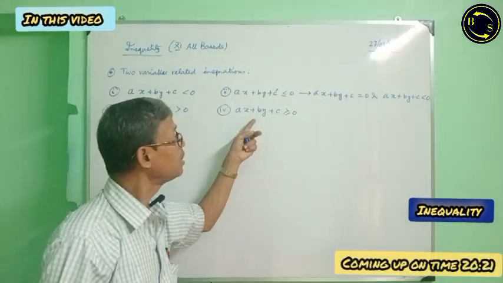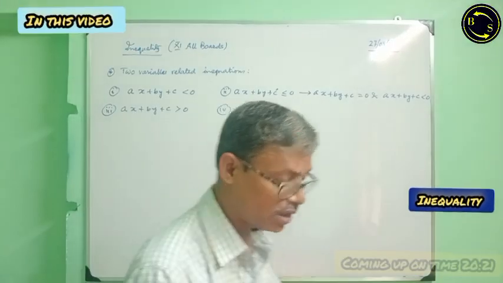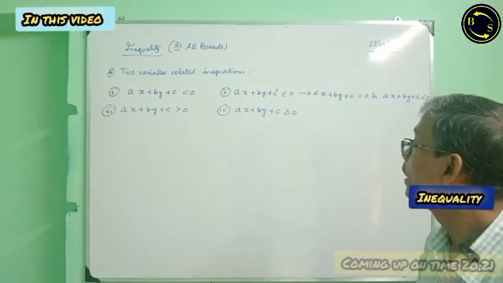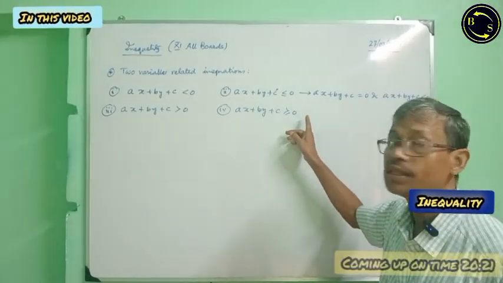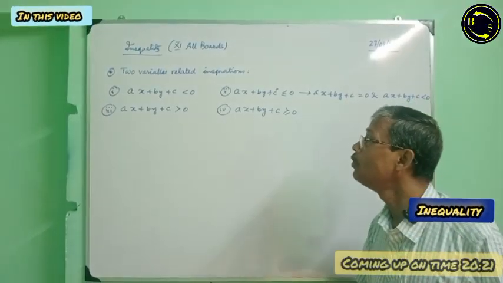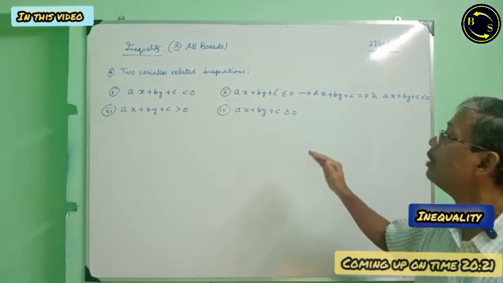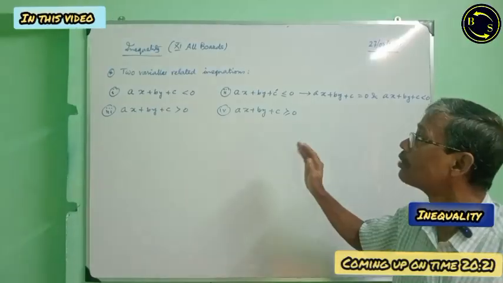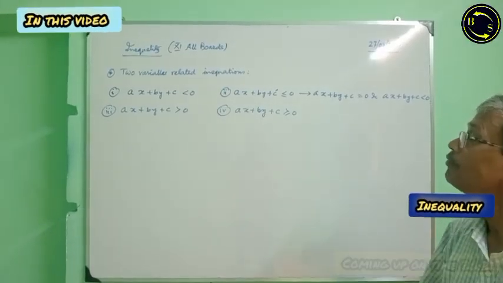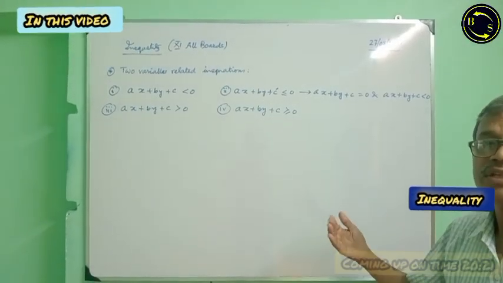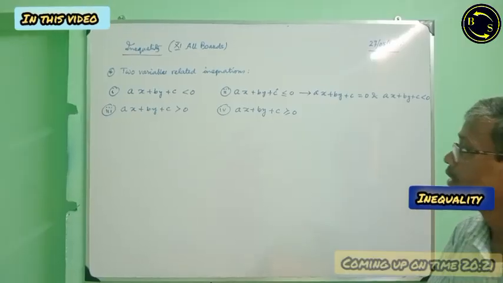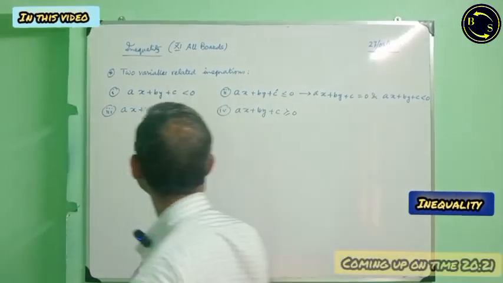This is the combination of ax plus by plus c is equal to 0 and ax plus by plus c greater than 0. Now how to draw graphs on the two-dimensional plane, that is the xy plane. For that we will take particular examples.